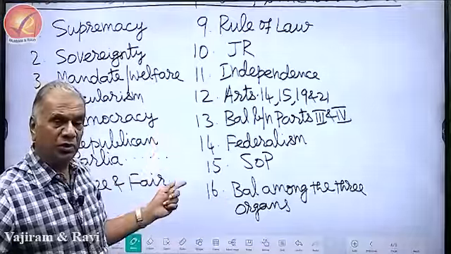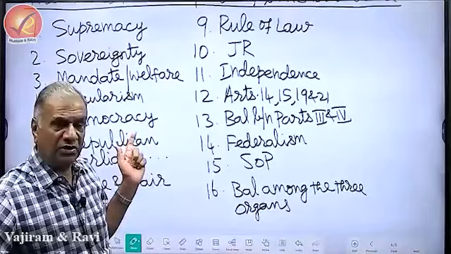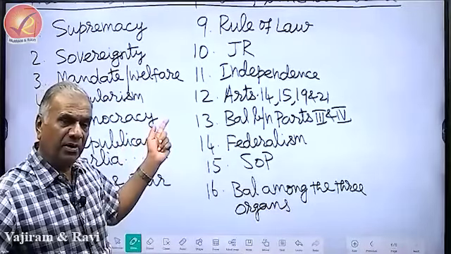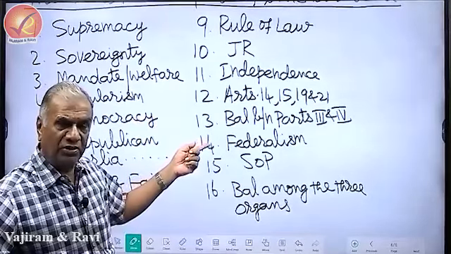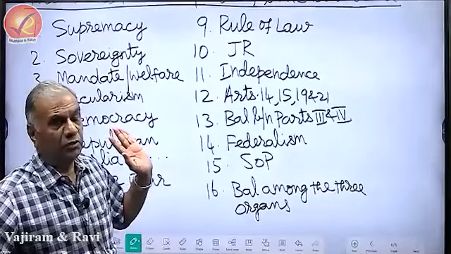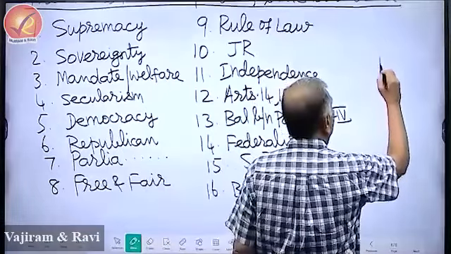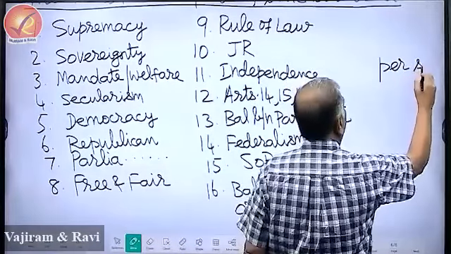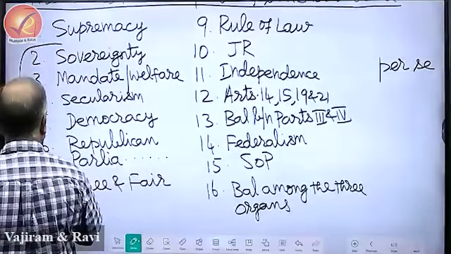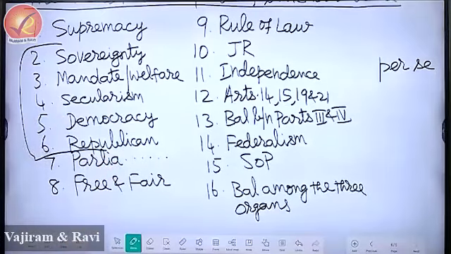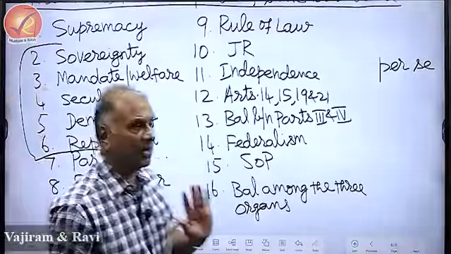Now in this you could see something is missing. What is it? Is the preamble a part of the basic structure? As per the Supreme Court decision so far, no. So the preamble per se is not a part of the basic structure. But the values of the constitution that are incorporated in the preamble, they are parts of the basic structure. Sovereign, socialist, secular, democratic republic. So a preamble as such is not a part of the basic structure.